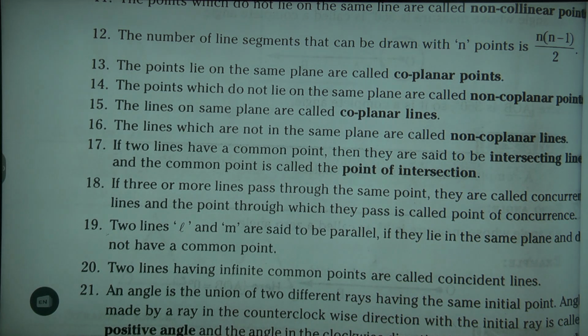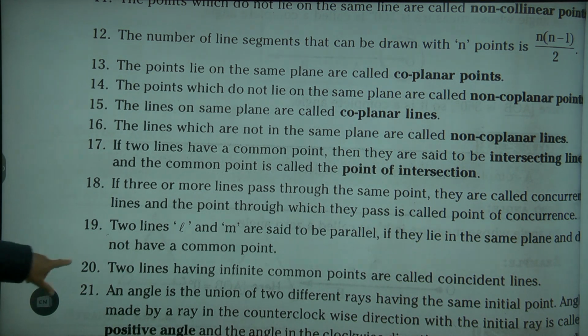If two lines have a common point, they are said to be intersecting lines. The common point is called the point of intersection. If two lines mean intersecting lines, three or more lines passing through one point mean concurrent lines, and that point is called the point of concurrence. And 19th, two lines L and M are said to be parallel if they are in the same plane and do not meet anywhere; they don't have any common point. And 20, two lines having infinite common points are called coincident lines. Parallel lines and coincident lines are exactly opposite.